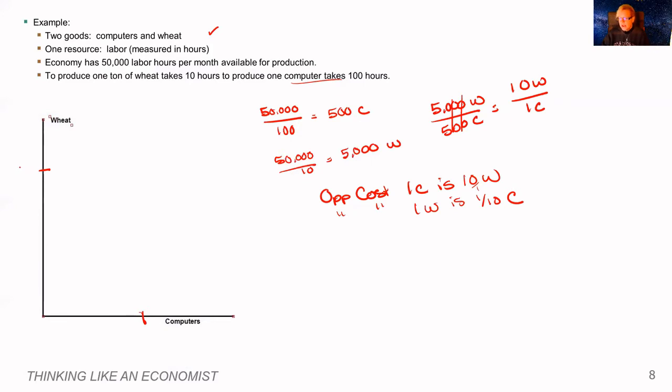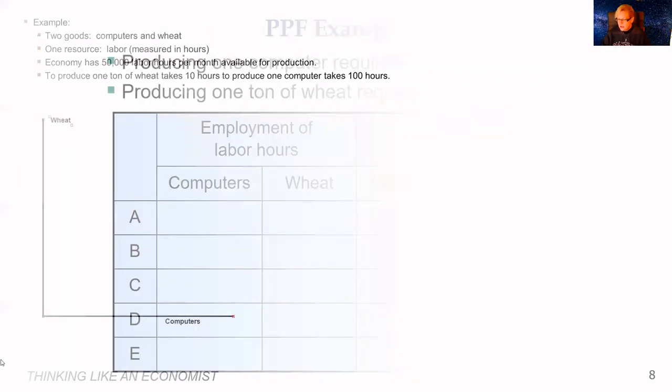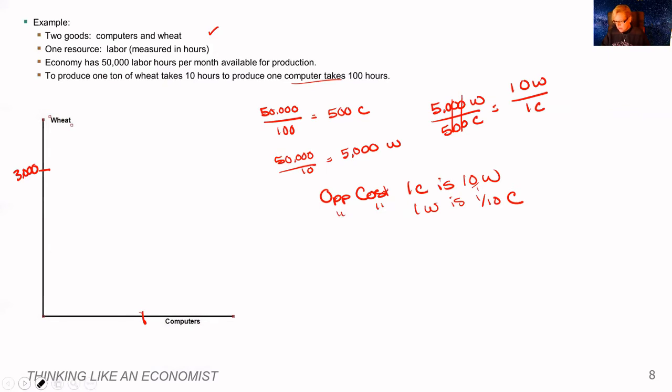So let's say we have over here, I'm going to try to use different numbers, 3,000 wheat, and we have 500 computers. Teaching online sometimes. Okay, let's see if I can do this. Okay, there we go. 500 computers. And this is the graph that we're given, and then it asks us what's the opportunity cost of wheat in terms of computers, in terms of wheat.